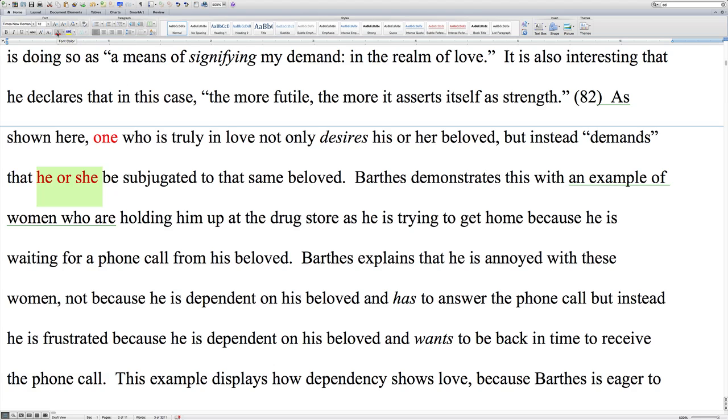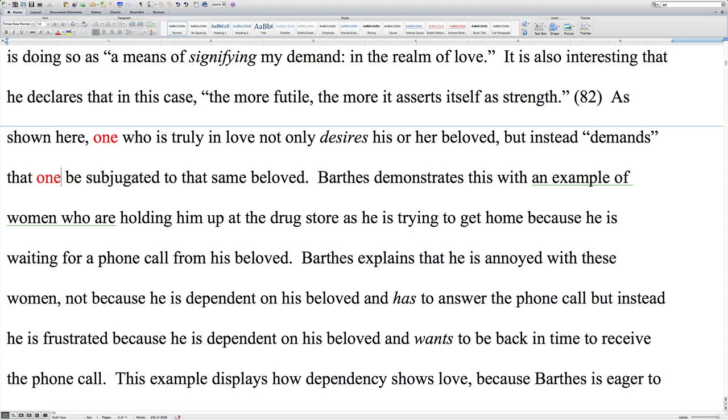You will understand your own ideas, so you might be able to wrap your mind around that pretty quickly when it's your own writing. If you're having trouble with this example because it's not your writing, then pause the video, read this sentence a couple of times, and you'll see that the he or she is this one that we're talking about. That's why in grammar we often like to keep using one once we start using one. See how much cleaner that would be? So this person who is desiring the beloved also demands to be subjected to that same beloved. So the question here is, who or what is doing that subjugation?